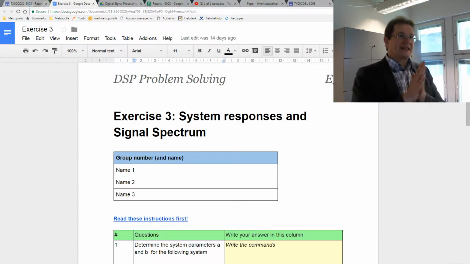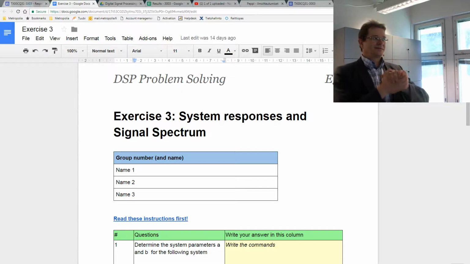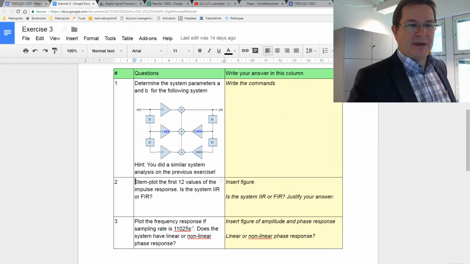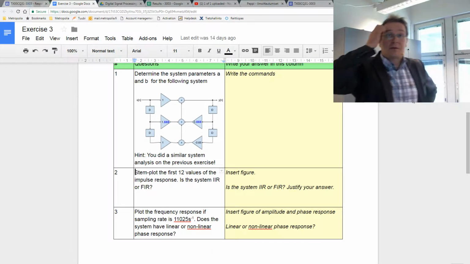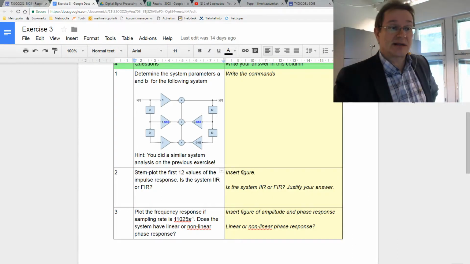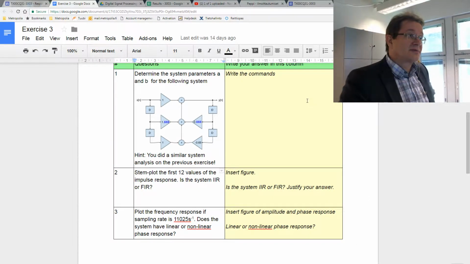Okay, let's start the exercise part. Exercise 3 is about system responses and signal spectrum. Basically, the first question is about the same as you had already in the second exercise: finding the system parameters from this graph, and then stem plot the first 12 values of the impulse response.